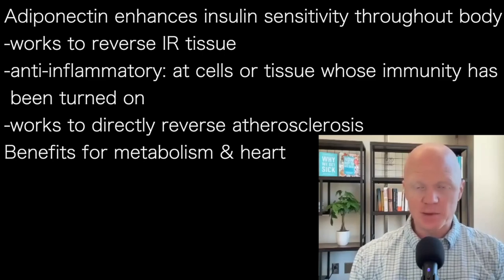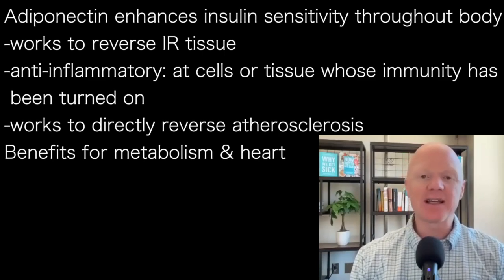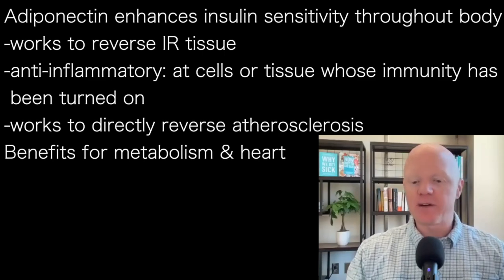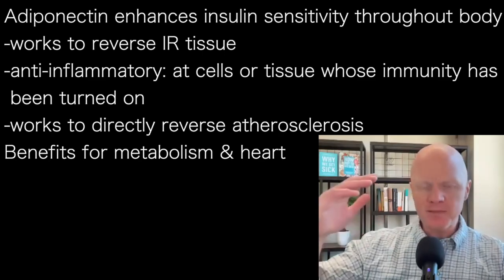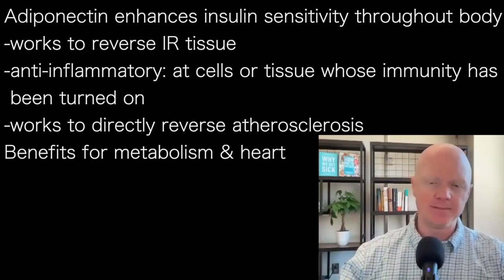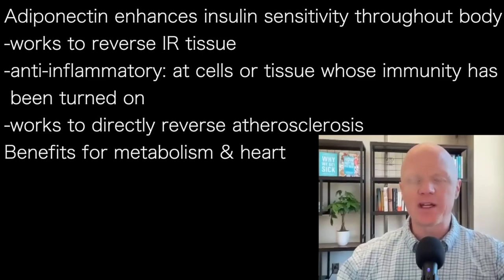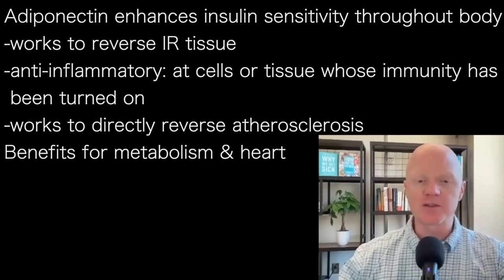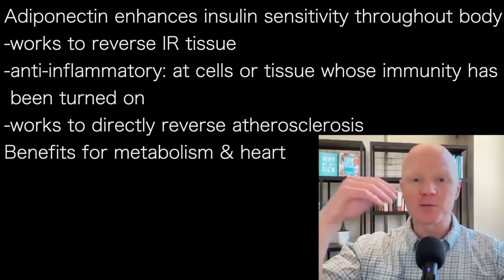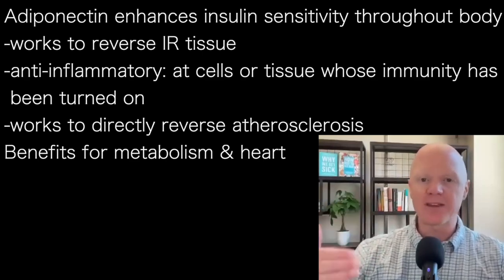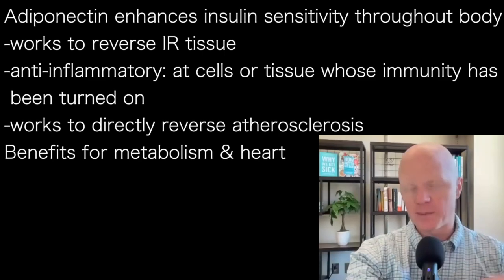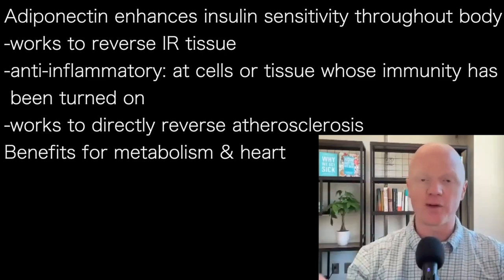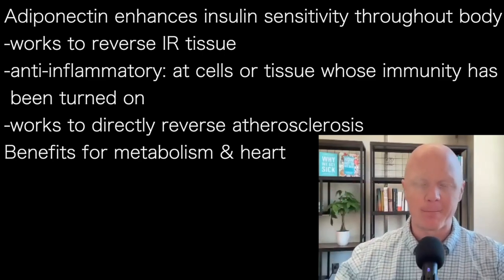Similarly, and even related to that, it has an anti-inflammatory effect. So if there is a tissue or a cell whose immunity has been turned on, adiponectin helps turn it down. Also, adiponectin has been shown to reduce the risk of cardiovascular disease by directly acting to reverse atherosclerosis. So here we have not only the overt metabolic benefits, but even an overt cardiovascular benefit.